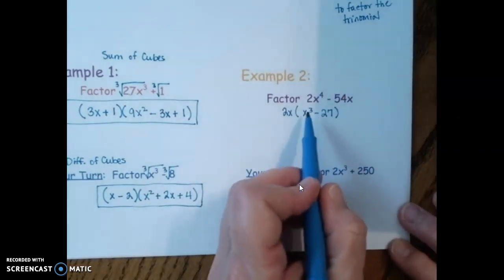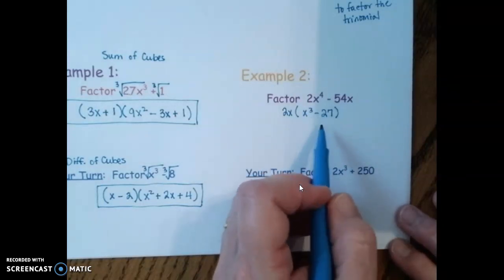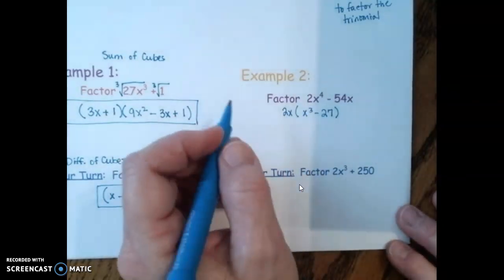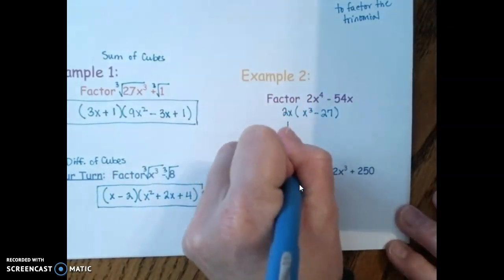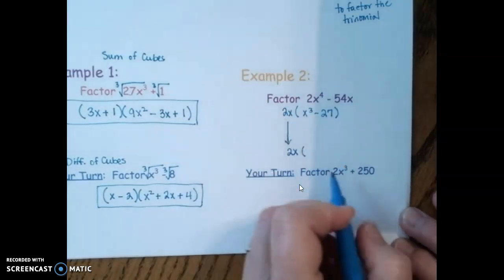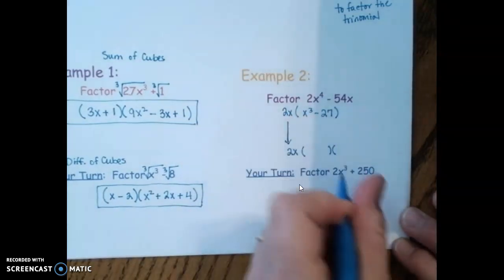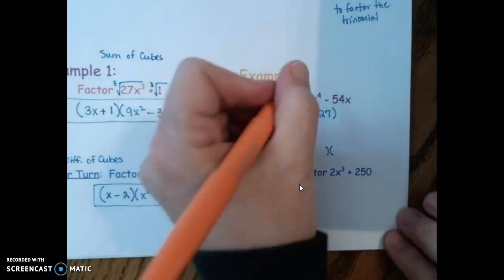Two terms, we can take the cube root of both, so this is a difference of cubes, so we have to keep going. What you have to remember here is that this 2x has to remain part of our final answer. So I'm going to drop that down so that it's waiting on me when I create my binomial, and then I'll create my trinomial.